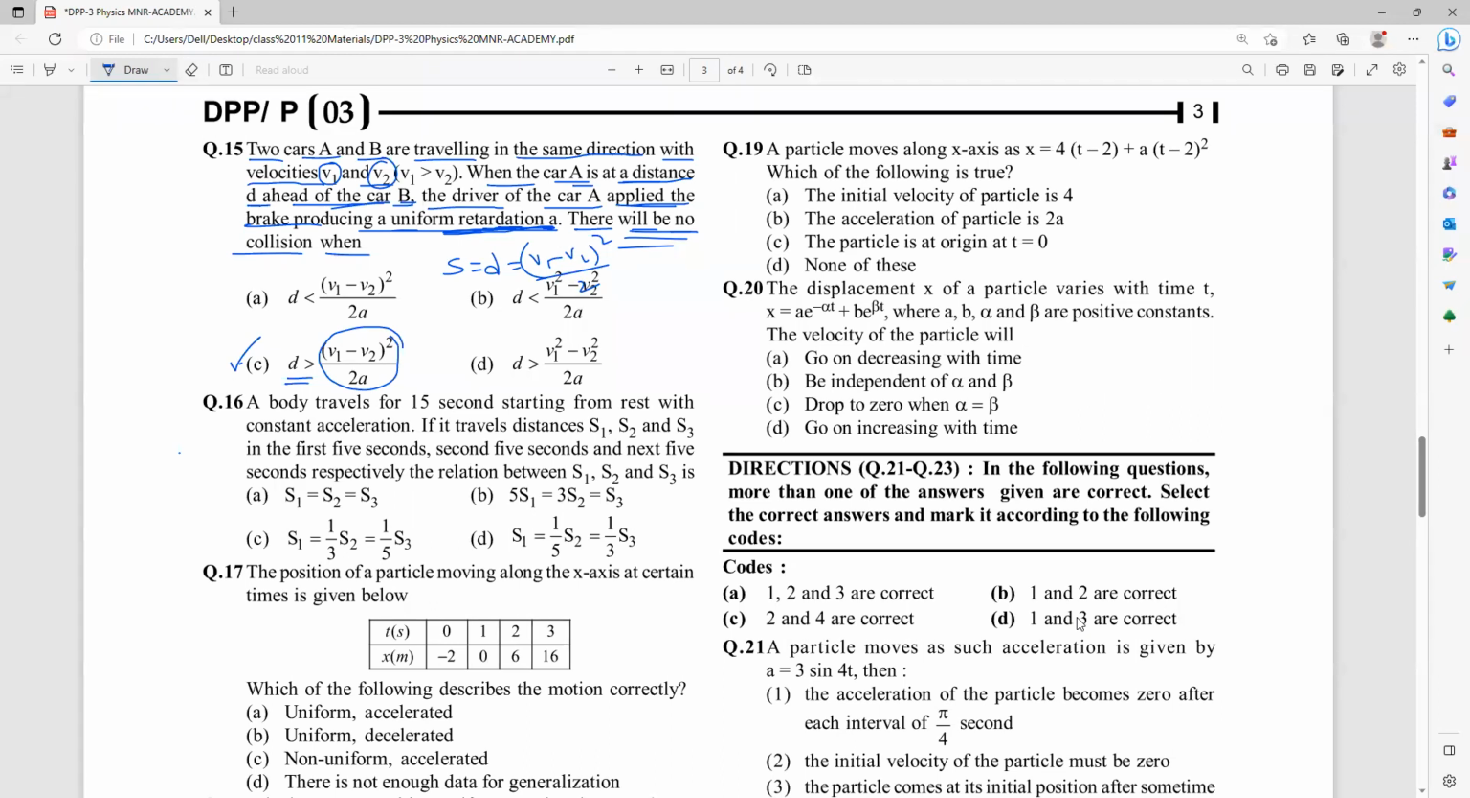Rudreshwar, or less than also? If S is less than, or D is less than, which is equal to (V1 minus V2) whole square by 2A. Is it yes, Rudreshwar? Correct or not? If collision will take place, it must be less than. If collision should not take place, the distance must be greater than S. Is it yes or no, everybody? Yes, sir. Then only, even though car A applies the brakes, car A will stop before hitting car B. So that is what will happen.